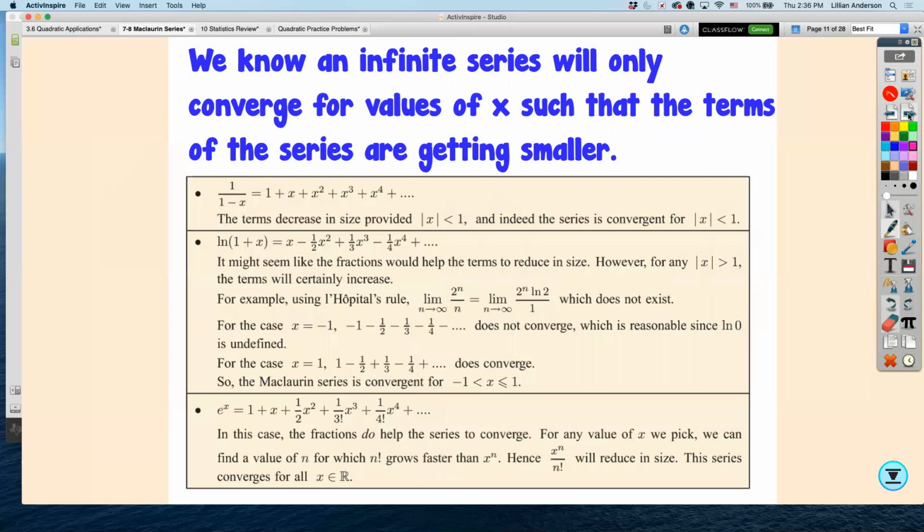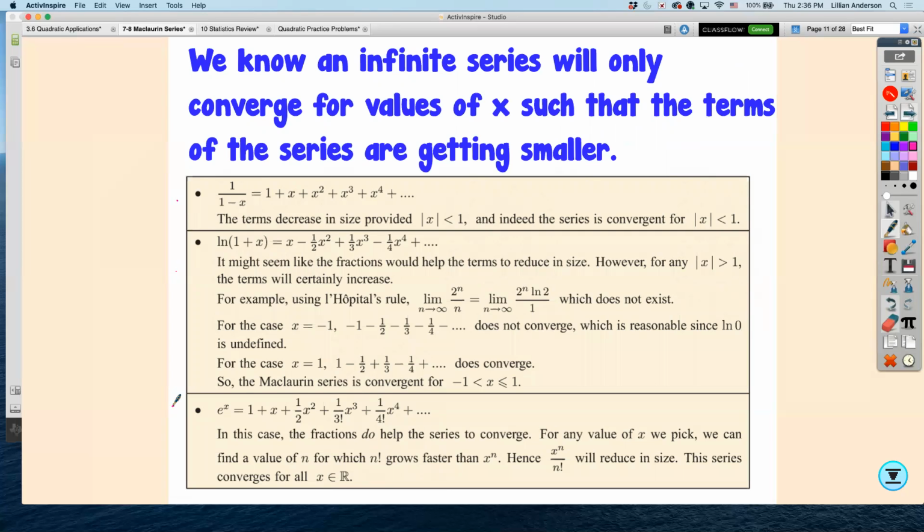We know an infinite series will only converge for values of x such that the terms of the series are getting smaller. Here are a few of them, and there are actually a few more that we'll see in a few pages. When you have 1 over 1 minus x, in general, this is what your series essentially simplifies out to be.